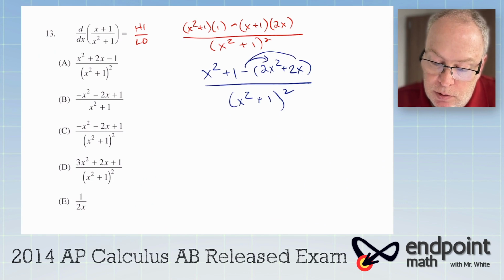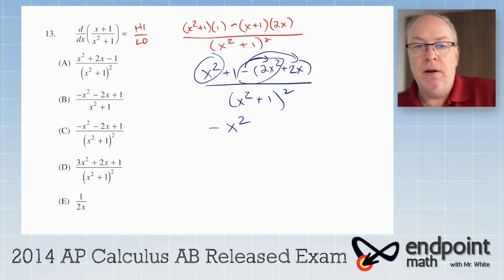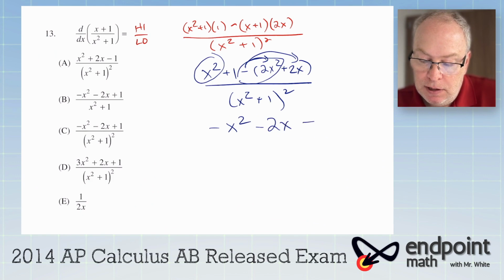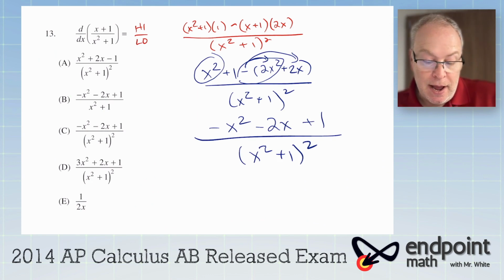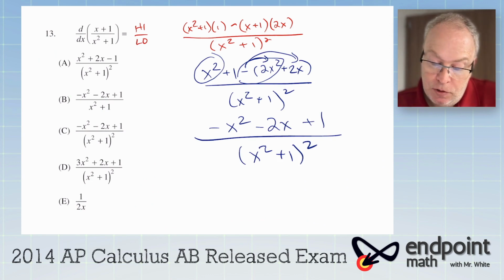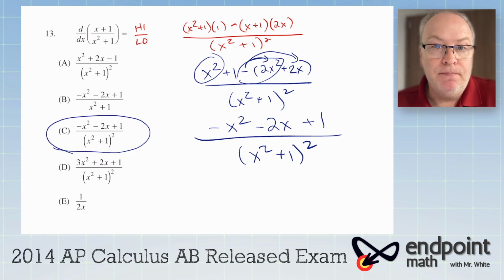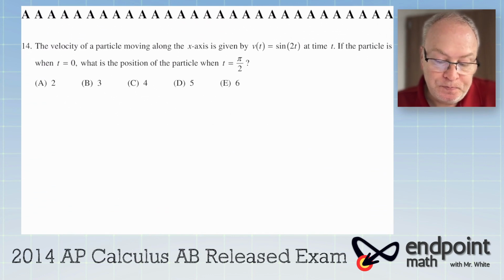We distribute this and we get negative x squared when you combine them. So I am kind of skipping a step here. Negative x squared minus 2x plus 1, if I put it in standard form, all over x squared plus 1, all squared. And I think that answer is there, isn't it? You see it? It looks like it's C. C, all right. We've got a few more problems lined up here.